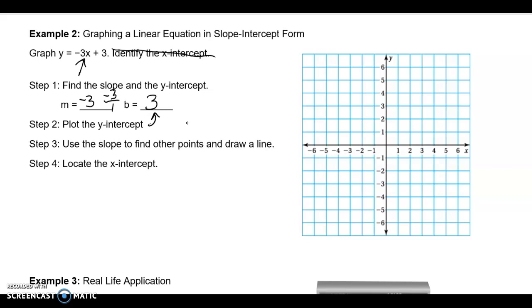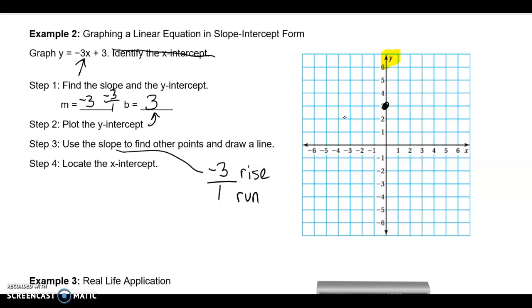So on the y-axis, okay, here's the y-axis, and go to positive 3 and put a point. Okay, that is our y-intercept. That is the point on the y. Then it says use the slope to find other points and draw a line. So use the slope. The slope is negative 3 over 1. So remember that is a rise over a run we have learned before. So watch me and then you might pause and do it. I'll do it several times.